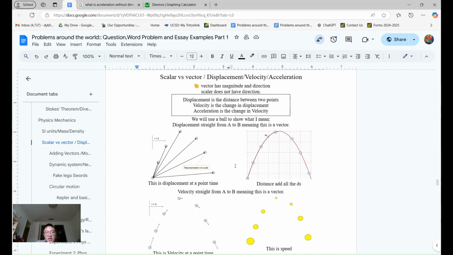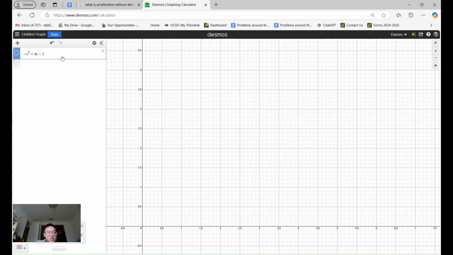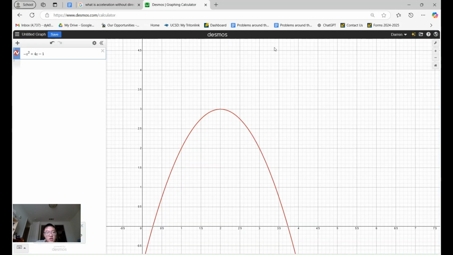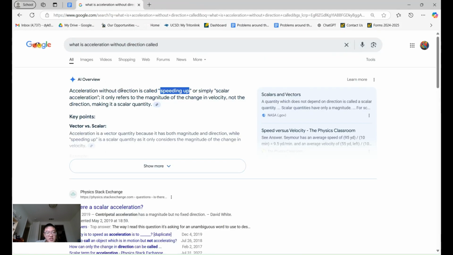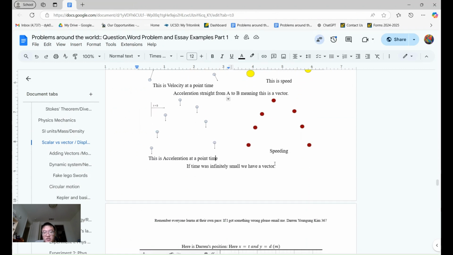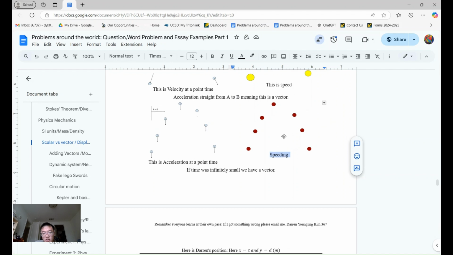I want people to understand a little bit. Now I use a calculator to just do this, and then an arbitrary ballista launch parabola, put here as a reference. Let me just delete that. I also asked what acceleration without direction is called. Apparently, there's no real scalar version of it, so I had to call it speeding. So that's what we will be referring to when we say speeding, acceleration in scalar form, I guess.